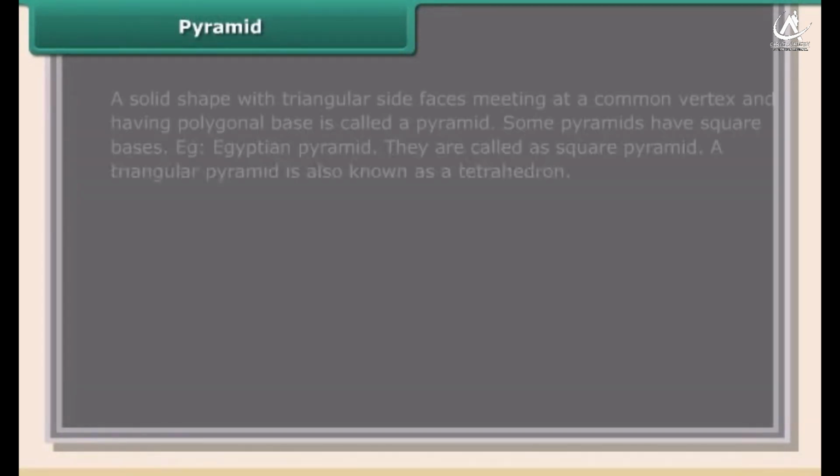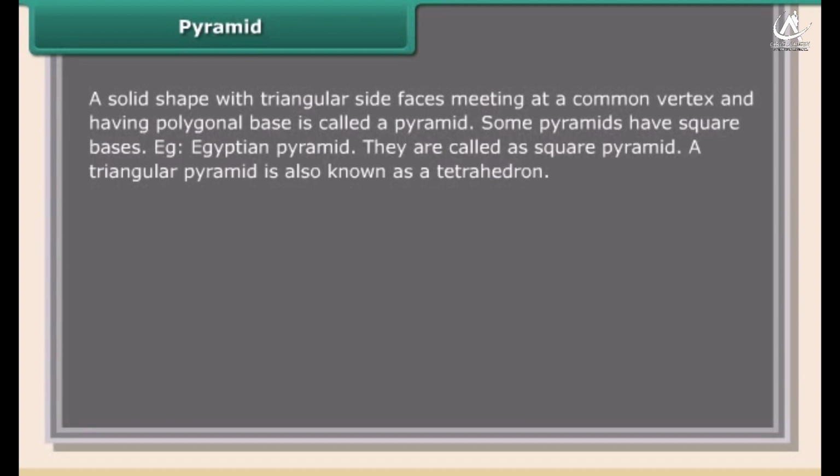Pyramid: a solid shape with triangular side faces meeting at a common vertex and having a polygonal base is called a pyramid. Some pyramids have square bases. Example: Egyptian pyramid. They are called square pyramids. A triangular pyramid is also known as a tetrahedron.